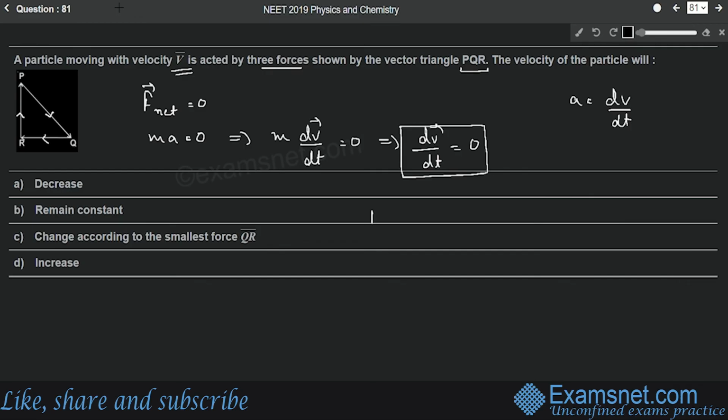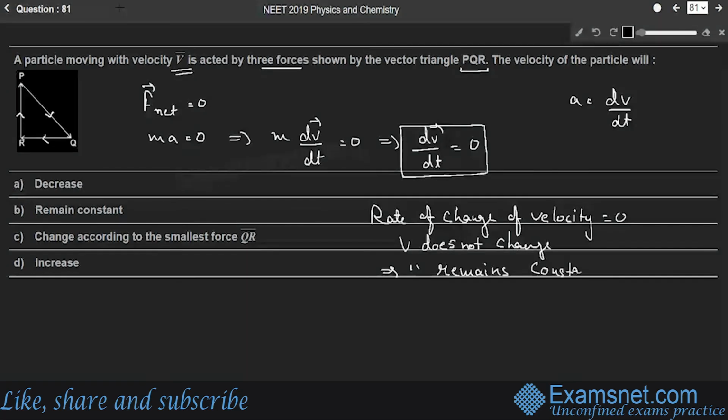So the rate of change of velocity is 0. That means velocity does not change. That means velocity remains constant. So option B will be the correct answer.